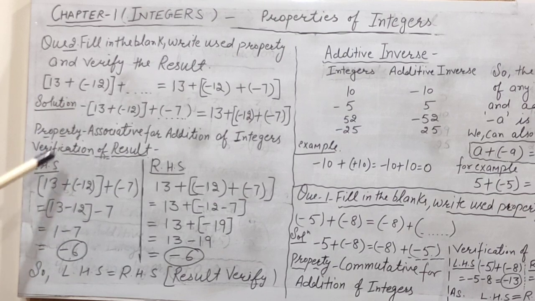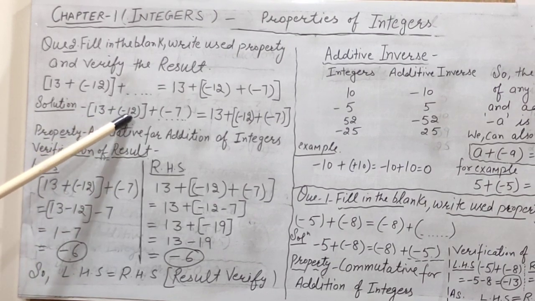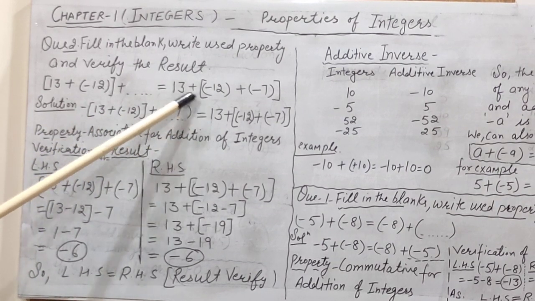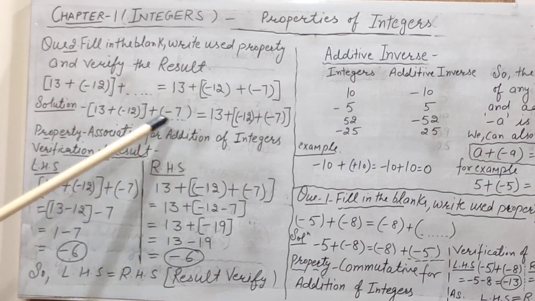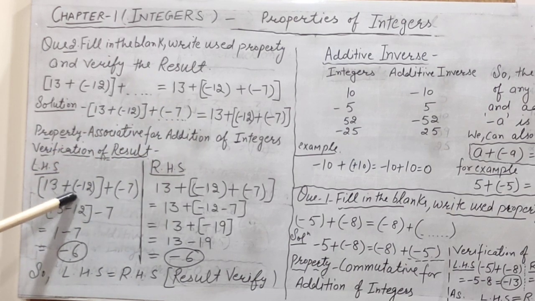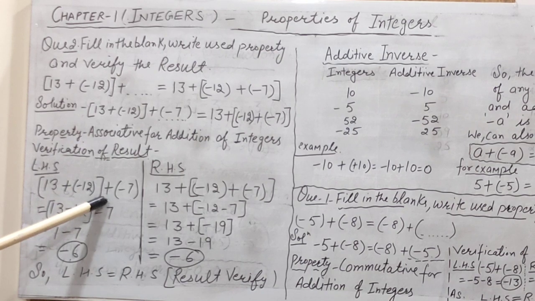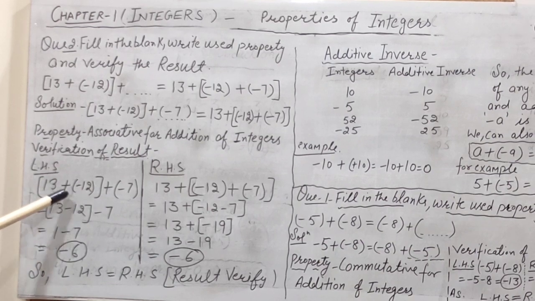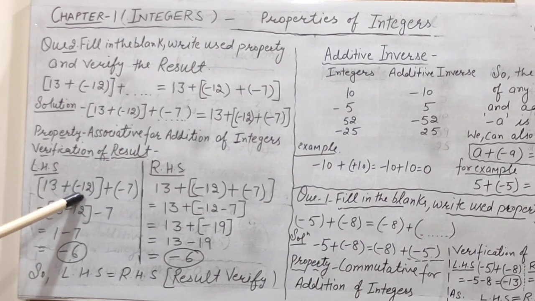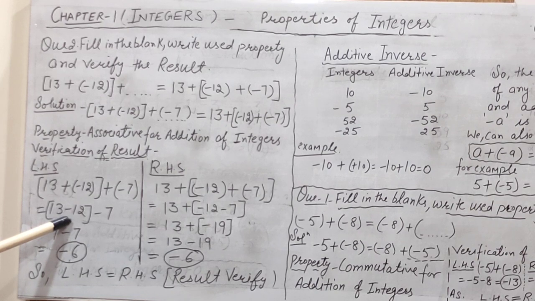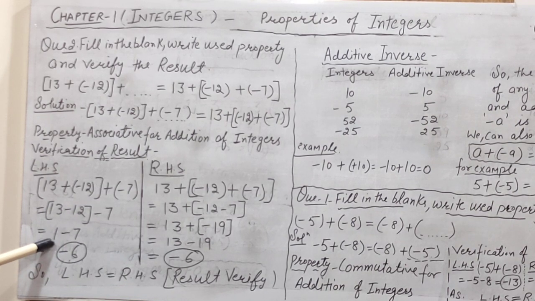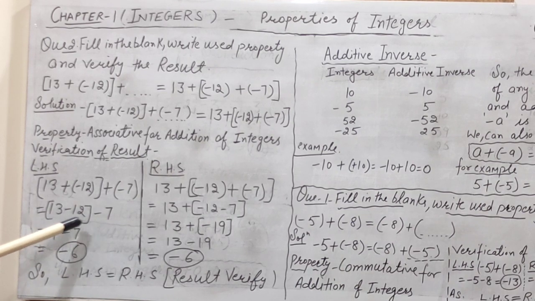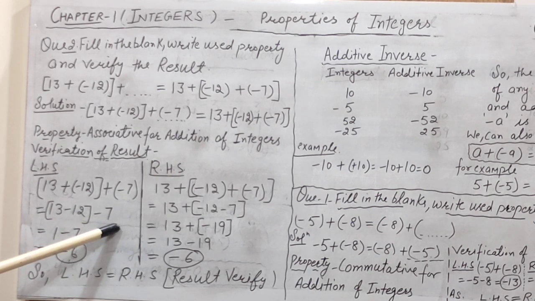Okay, what is the left hand side? 13 plus -12 plus, which we have filled, -7. We have taken this as the complete left hand side. First we have to solve the left hand side. First we have to add these two integers. Now, according to the rule, plus minus is minus. Alright, 13 minus 12. What happened? Result is 1. Outside this bracket, we have -7.